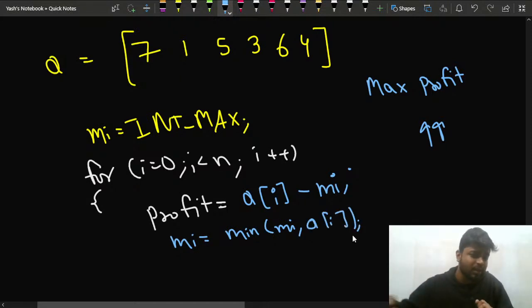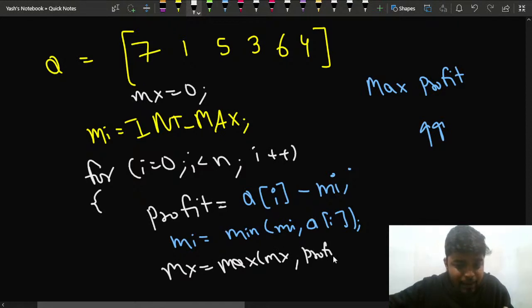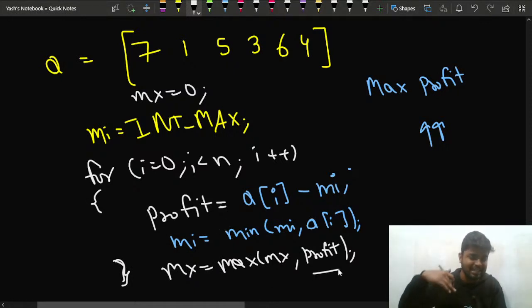I'll always keep a check on the minimum value and I'll try to sell it on the ith day, and subtract the selling price of the ith day with the minimum cost price that I might have seen up till now, the minimum stock price, so that I can get the profit. And then to keep a track of the profit, I'll initially mark my maximum profit as 0 and I'll say maximum is equal to maximum of mx comma profit. If the profit that I'm getting on the ith day is the maximum, in that case I'll update the maximum, otherwise I won't.